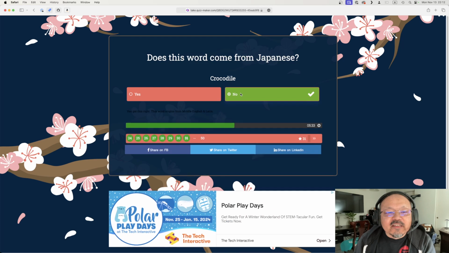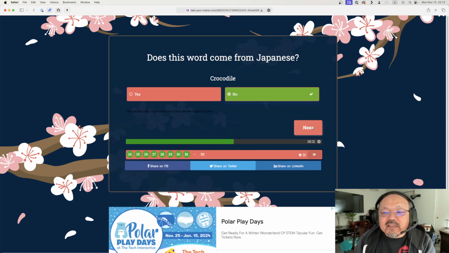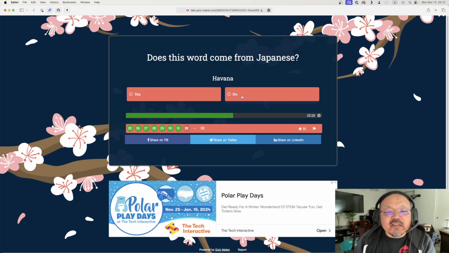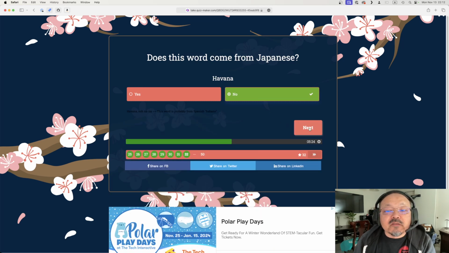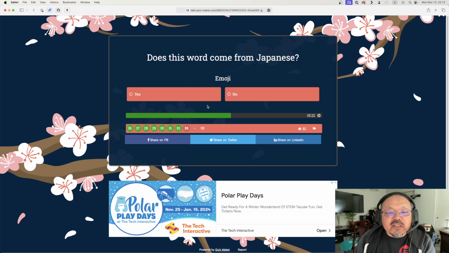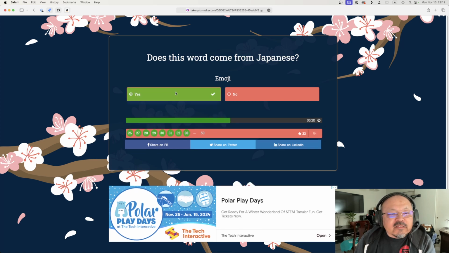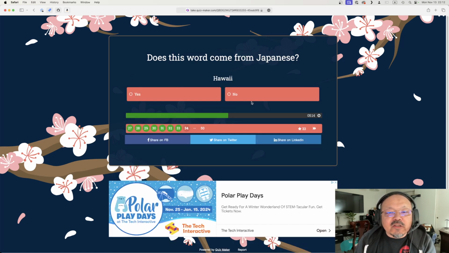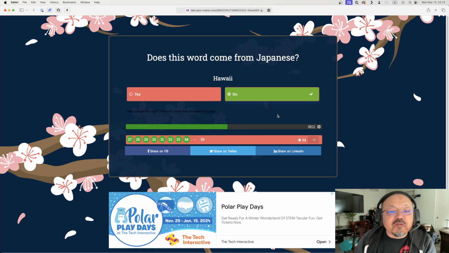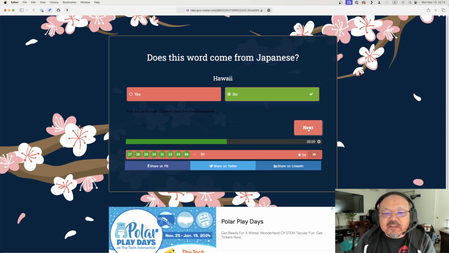Crocodile? No. Middle East and Latin. Havana? No, that's probably a Spanish origin. Habano. Okay. Emoji? Yeah, I think that's Japanese origins. Okay. Hawaii? No. Probably a Polynesian word. Oh, from the Hawaiian language. Okay. Well, that makes sense.